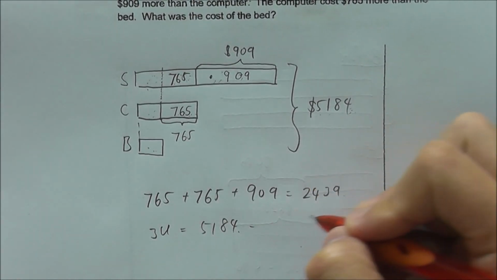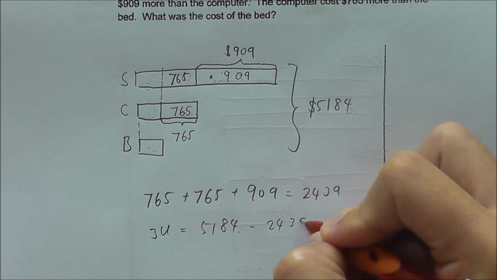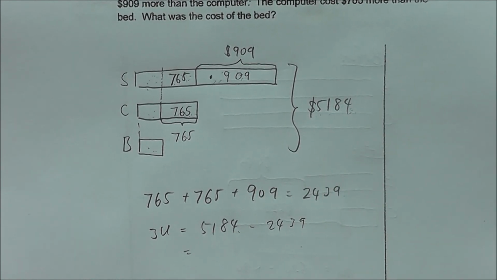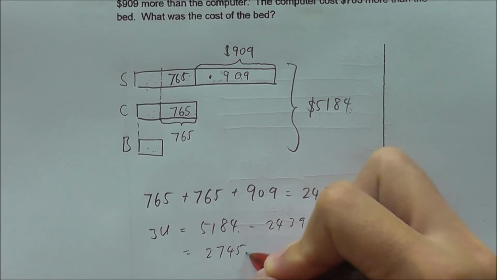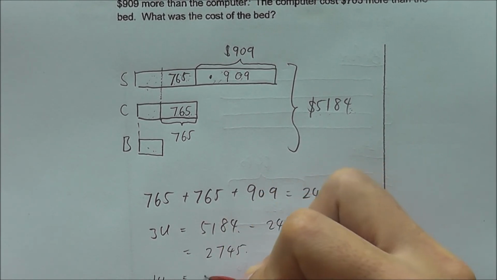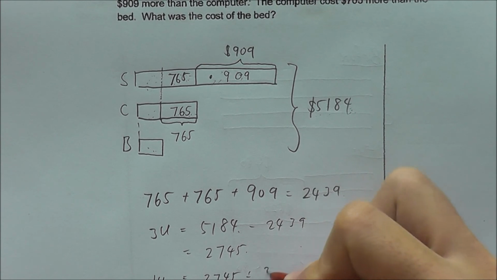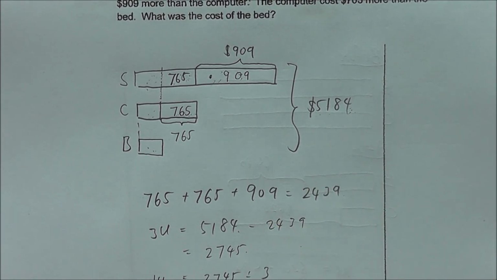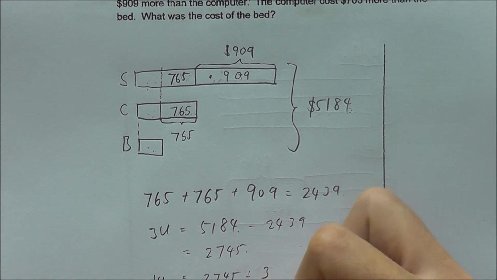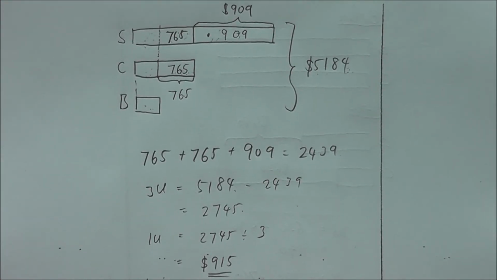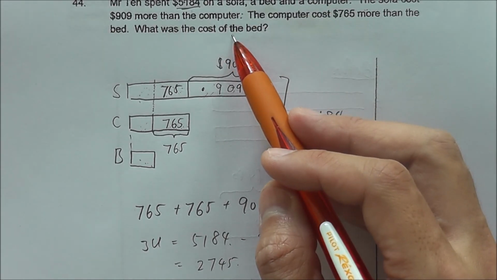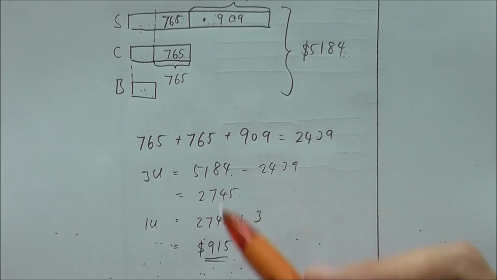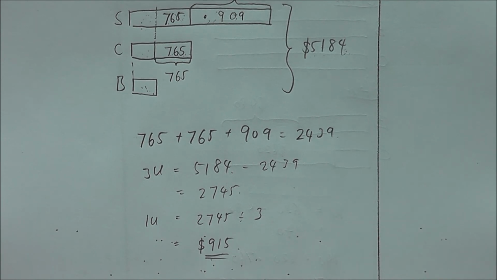So 5184 minus 2439, you get 2745. So 1 unit will be just 2745 divided by 3, which is 915. And guys, 915 is the answer, because you are finding the cost of the bed at the end. So the cost of the bed is just 1 unit. It is $915.